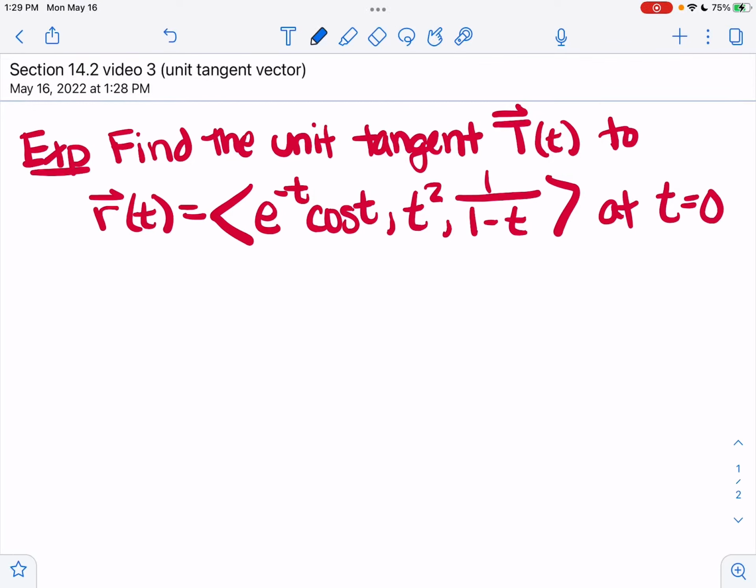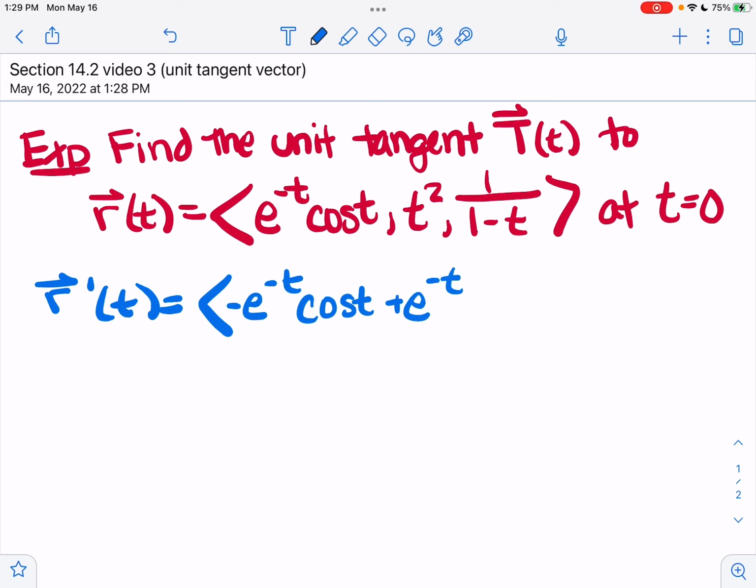Unit tangent vector to a given vector valued function. The tangent vector is just the derivative vector, so that's easy enough to do. R prime. We still have some work because product rules and stuff are involved, but we have a negative e to the minus t cosine t plus e to the minus t times the negative sine of t in the first component, 2t in the second component.